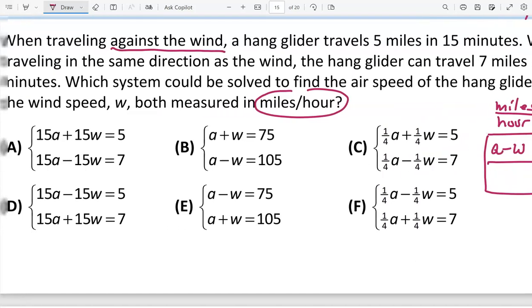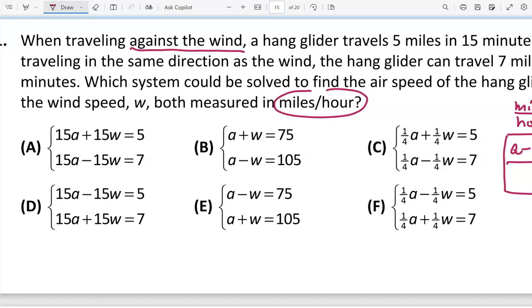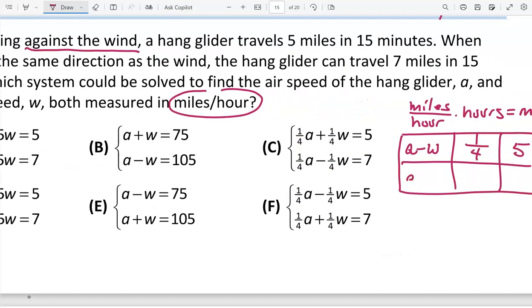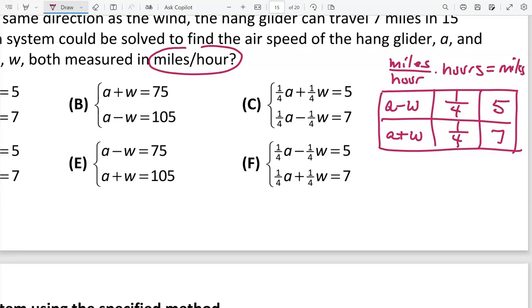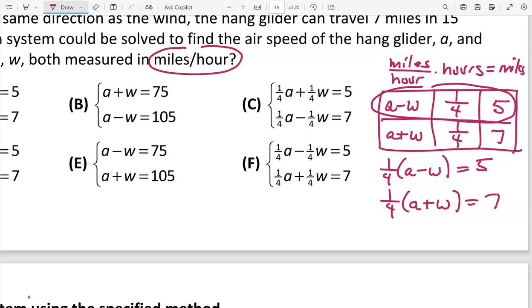For the same trip going the opposite direction, this time we're traveling with the wind, so the rate would now be a plus w, and for that one, the hang glider can travel 7 miles in also 15 minutes, so that would be 1/4 of an hour. Now remember that miles per hour times hours equals miles, so if we take this first row here, the number of hours times the miles per hour will give us the number of miles. And for the second row, 1/4 times a plus w is equal to 7.